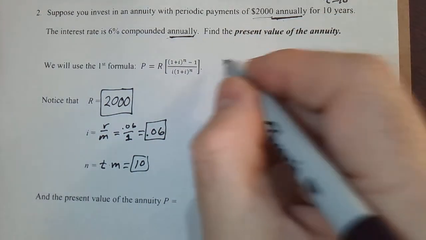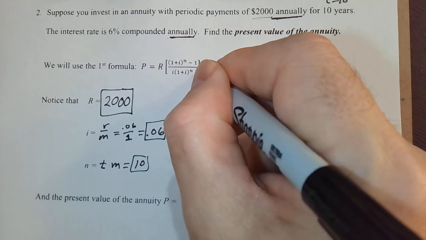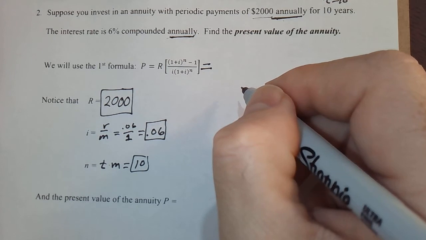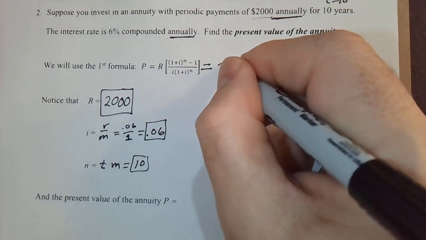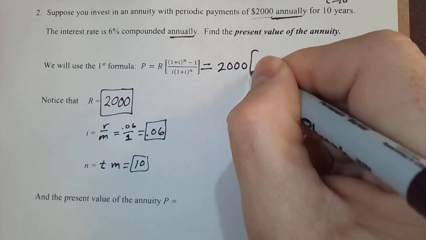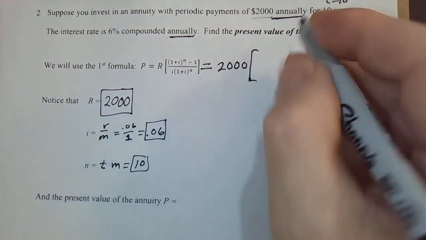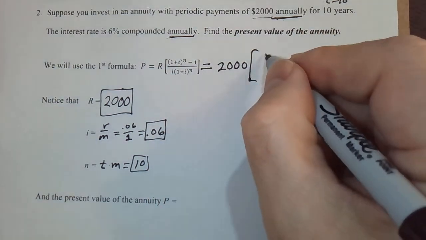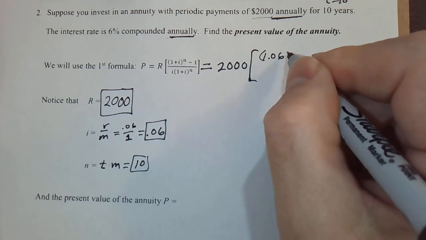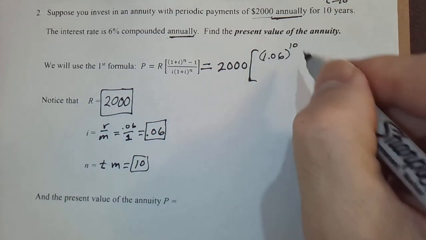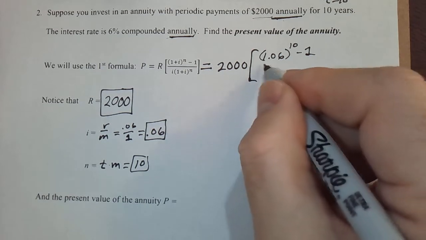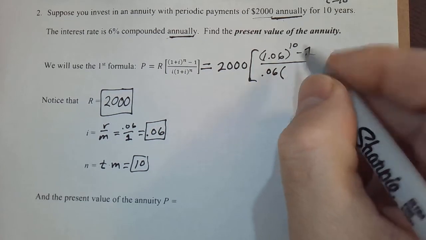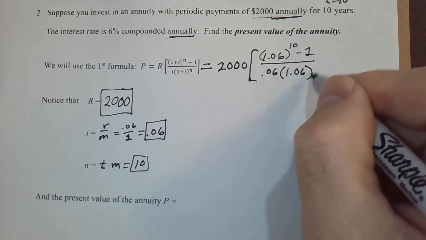So let's write this out. P is equal to this. The R is 2,000 times, in brackets, the numerator is 1 plus I, that would be 1.06, raised to the n power, which is 10, minus 1, all over I, which is 0.06, times 1.06 to the 10th.